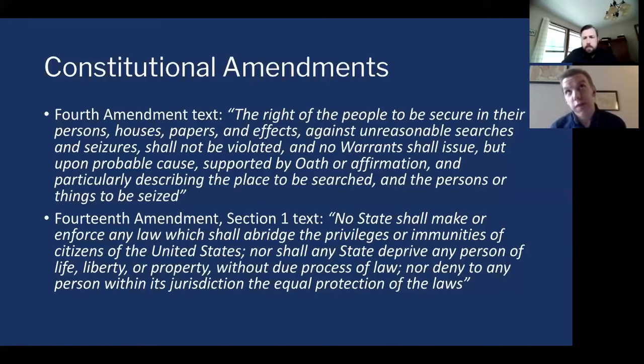Now, the interesting thing is that in 1949, in an entirely different case, Wolf v. Colorado, the court had actually addressed this exact question. Should we incorporate this exclusionary rule to apply to the states? And in that case, they had decided, no, we shouldn't. Now, 12 years later, they're reversing themselves and saying that, yes, the exclusionary rule applies to states.